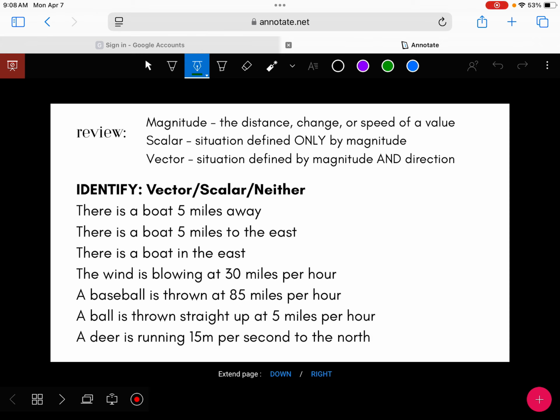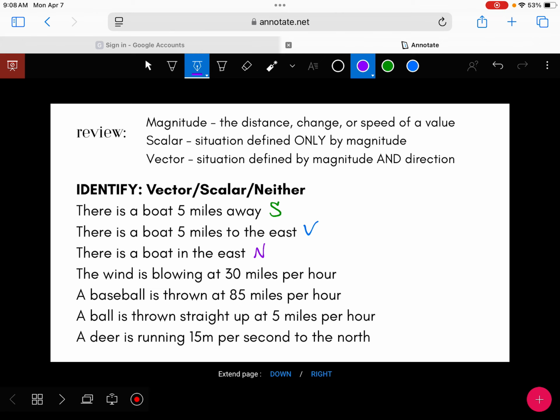If we have a boat that is 5 miles away, is that a scalar value, a vector, or nothing? Scalar. That has a magnitude. What about a boat 5 miles to the east? Vector. What if we just have a boat to the east? Neither. Direction alone isn't a thing that makes a quantity. It's just in the east. It's yonder.